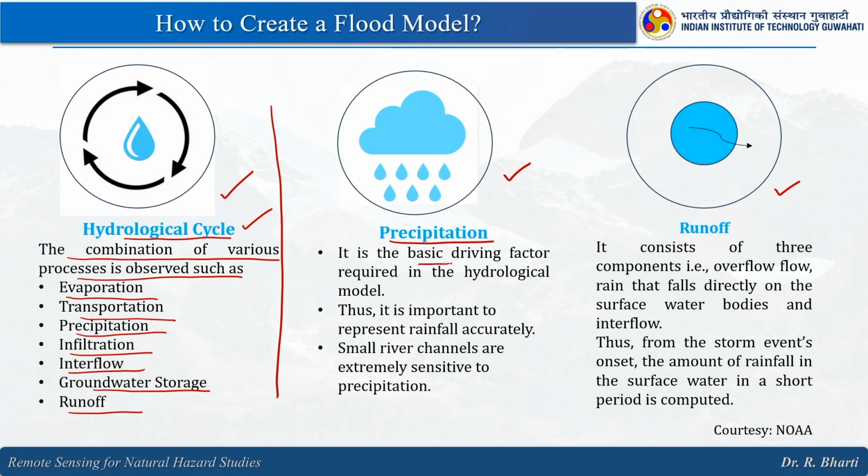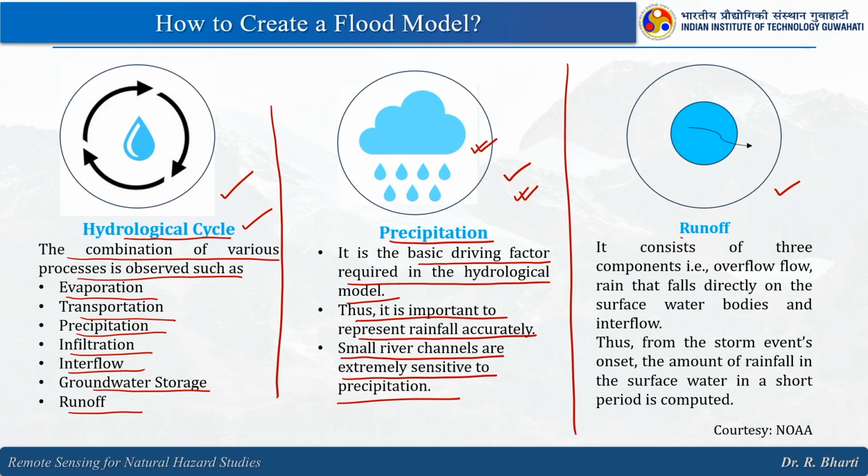Precipitation is one of the very important factors when we talk about flood modeling. So it is the basic driving factor required in the hydrological model. Thus, it is important to represent rainfall accurately. So we should have very accurate measurement of the precipitation, because your model will have this as an important input. Small river channels are extremely sensitive to precipitation, right.